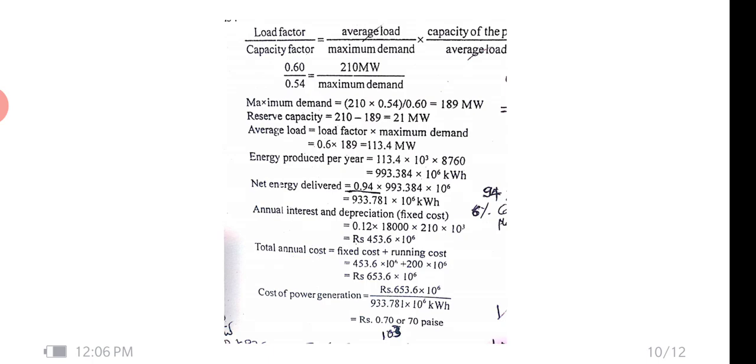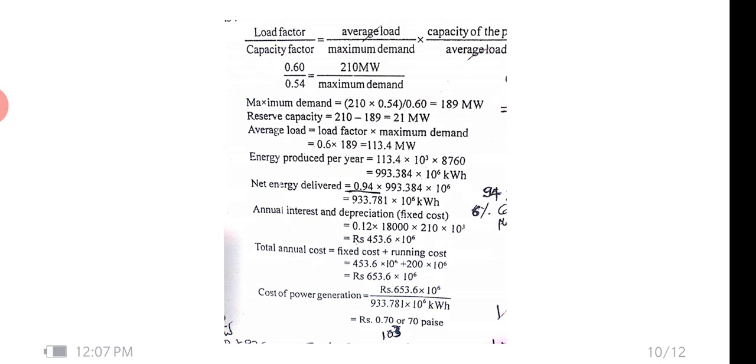So the number of units produced is 113 megawatt into the total number of hours in a year, that is 8760, that is 993 into 10 raised to 6 kilowatt hours. But 6% of the energy is used by the auxiliary. So 94% is only what we are able to develop and sell. So the relationship becomes 0.94 into 993 into 10 raised to 6, that is 933 into 10 raised to 6 kilowatt hours.